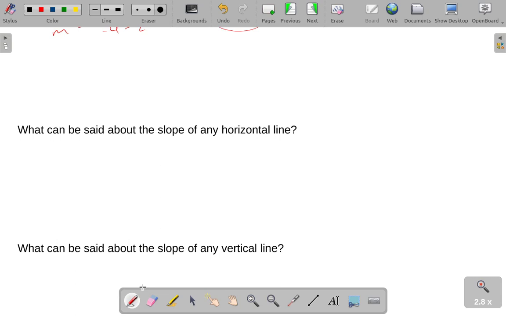What can be said about the slope of any horizontal line? Well, let's think about an example. If we have a horizontal line, we have some x1, y1, and we have some x2, y2. But if this line is horizontal, then what I can say about this is that my y coordinates must be the same. So instead of calling them y1 and y2, let's just call them both y. So when I go to figure out the slope, which is y minus y over x2 minus x1, which is 0 over, well, something.